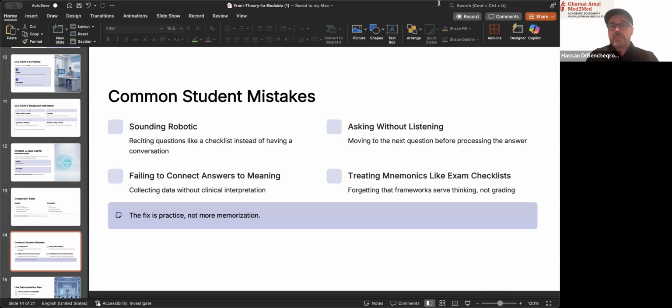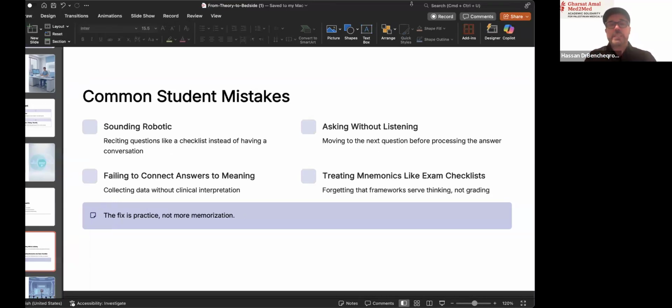Asking without listening. For example, somebody told me just yesterday, I asked, do you have any history of heart disease in the family? And the person says to me, my father, we were very close. I loved my father. He died 10 years ago. If I don't say Allah yarhamu at that moment, then I'm not listening. I'm just asking.